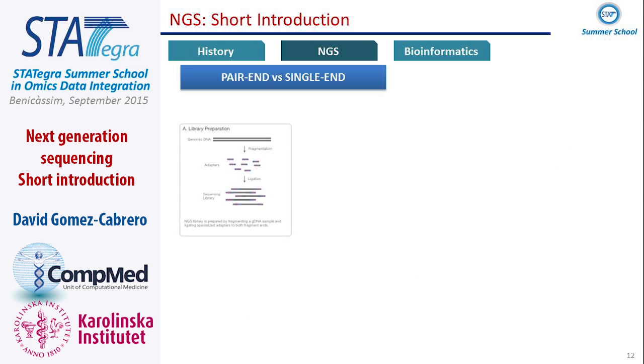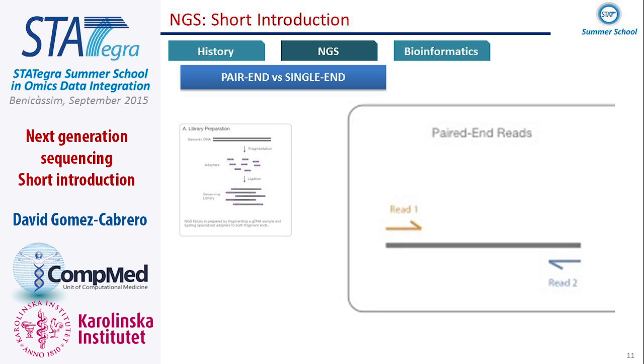The other thing is paired-end versus single-end. I was showing you, and this is really important, I'm talking most of the time about a fragment. So I get this fragment of DNA, and then I start sequencing in one direction. This is what we call single end. But we also can start sequencing in one direction and then sequence in the other direction.